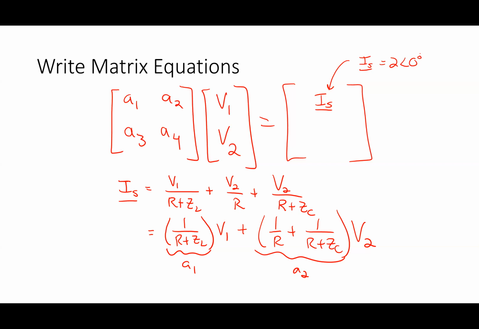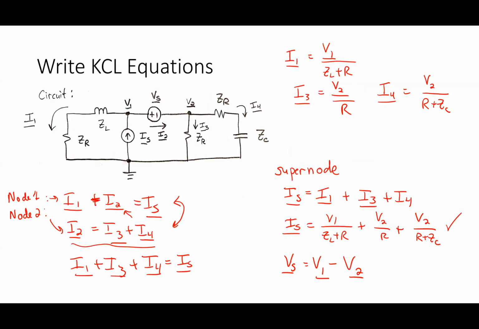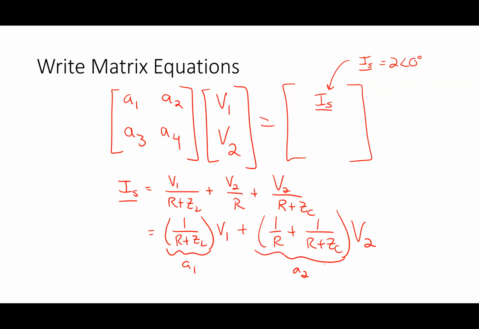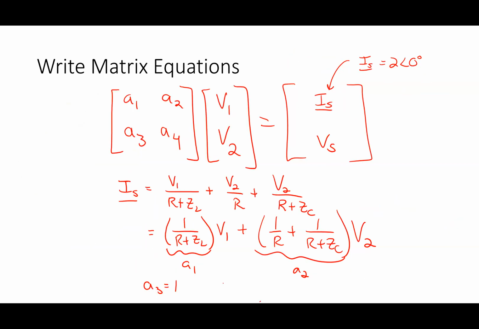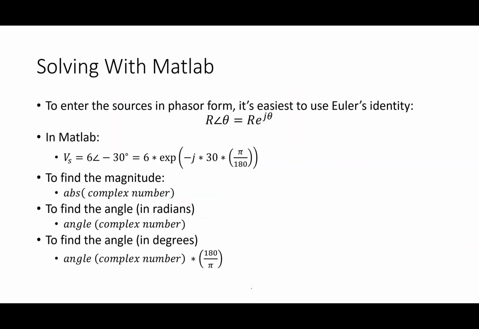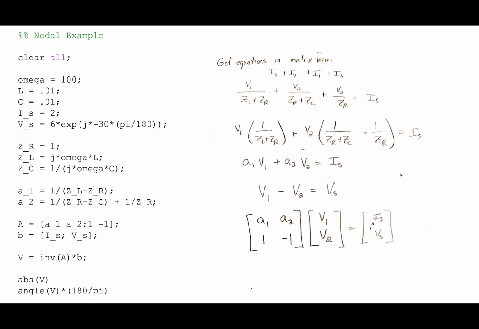Okay. And then the other relationship that I have is the one relating the 2 voltages. So Vs equals V1 minus V2. So I would have Vs here, and I would have A3 equal to 1 and A4 equal to -1. And I'd put it together like that. Now, again, I put this in some of the previous notes, so you can go back and look at this, but this is how I enter that stuff in MATLAB. These are the key commands that I use, and this is the code that I ultimately use.